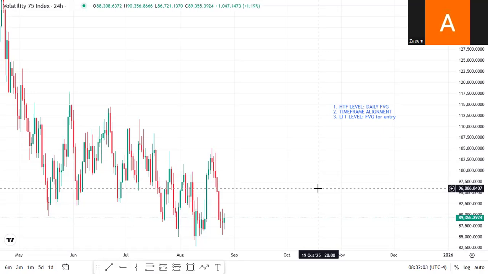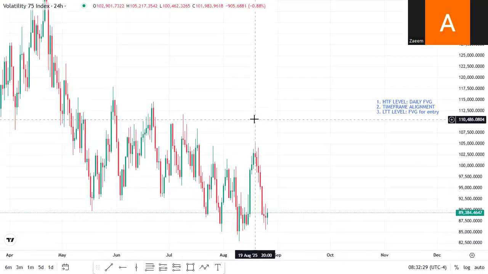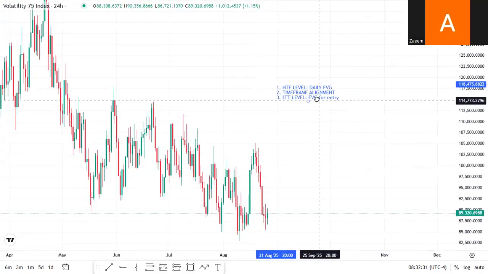So volatility indices, I think step indices have the same time, but boom and crash have their own different time, which from 7 a.m. to 11, they will not consolidate, they will be more consolidation. But I think I'll share the time zone maybe in the next video, yeah.